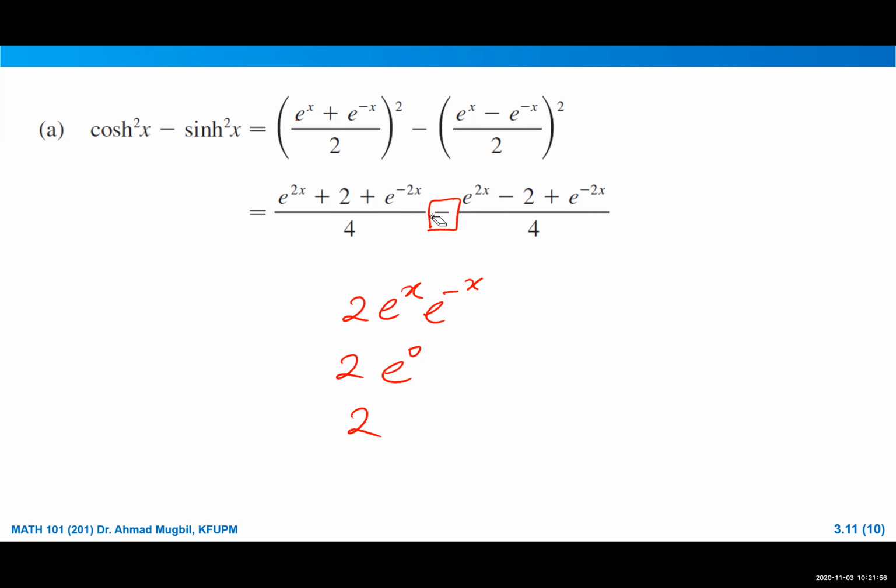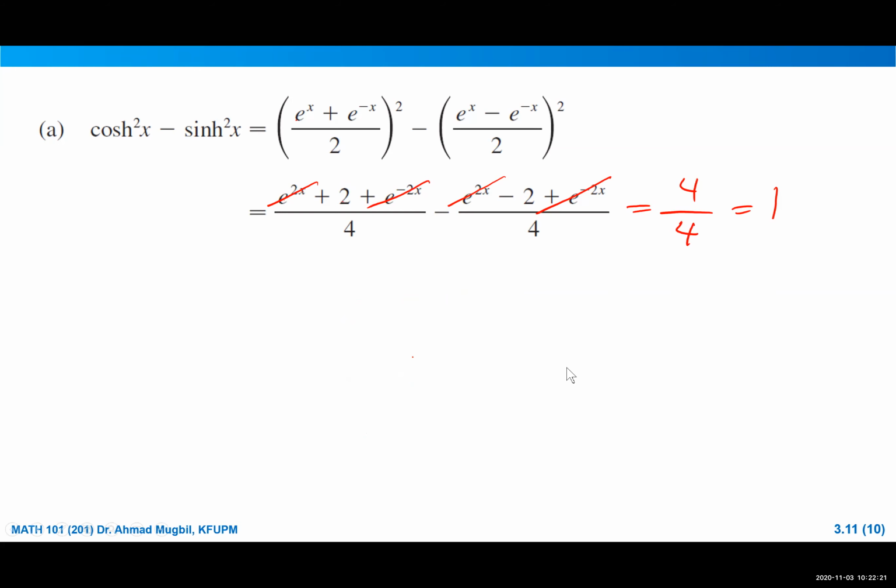Now, if you calculate and simplify, combining like terms, e to the power 2x minus e to the power 2x will cancel. 2 minus 2 will be 4. And e to the power negative 2x minus e to the power negative 2x will cancel. And it will be over 4, so it will be 1. So we have proved that cosine hyperbolic squared minus sine hyperbolic squared equals 1.